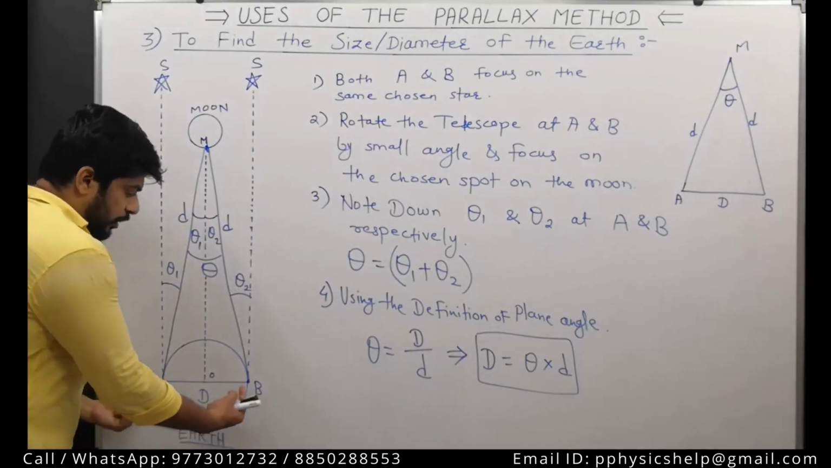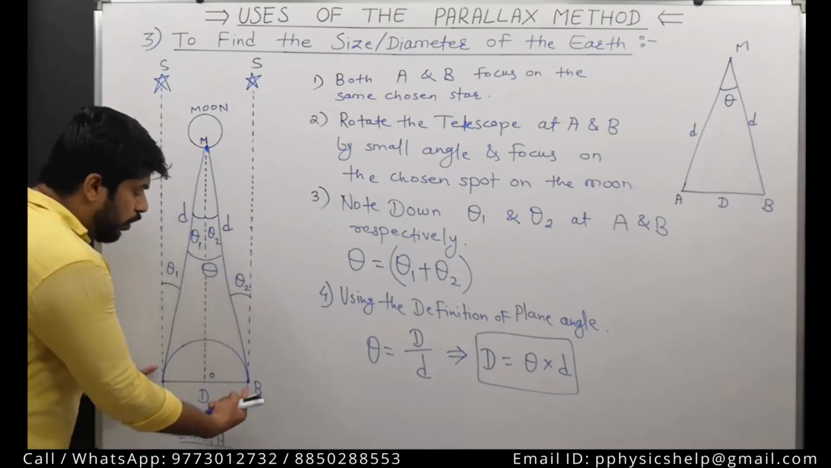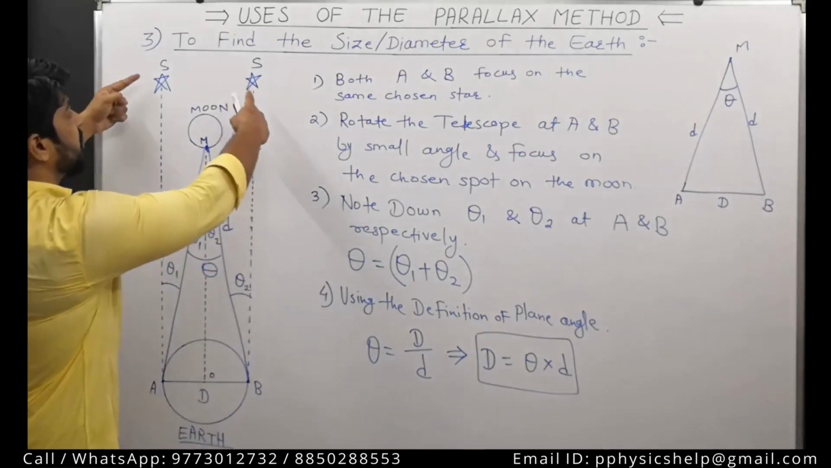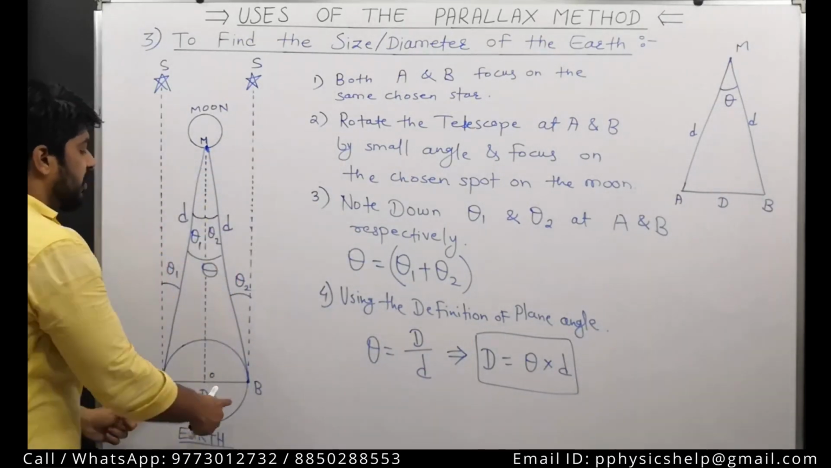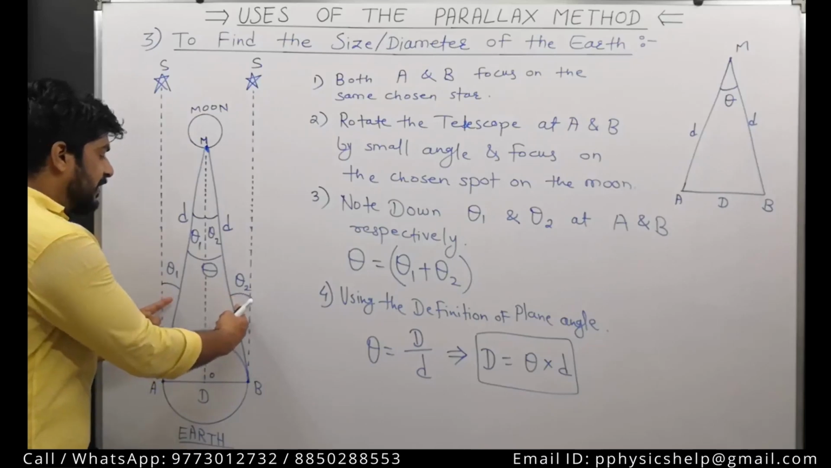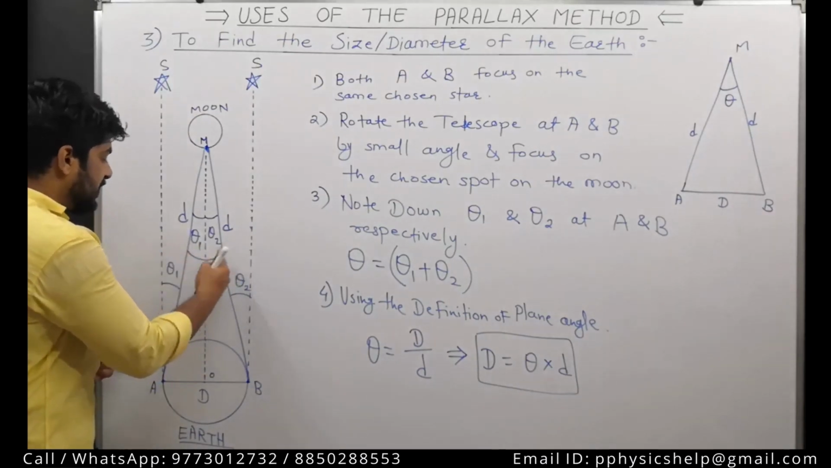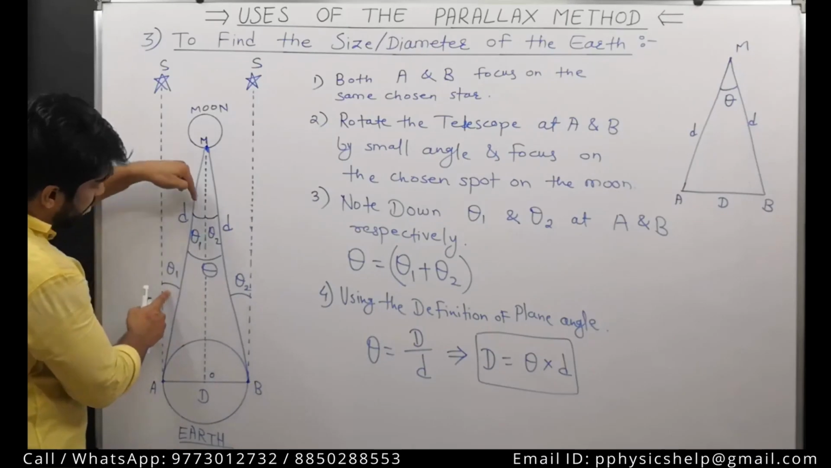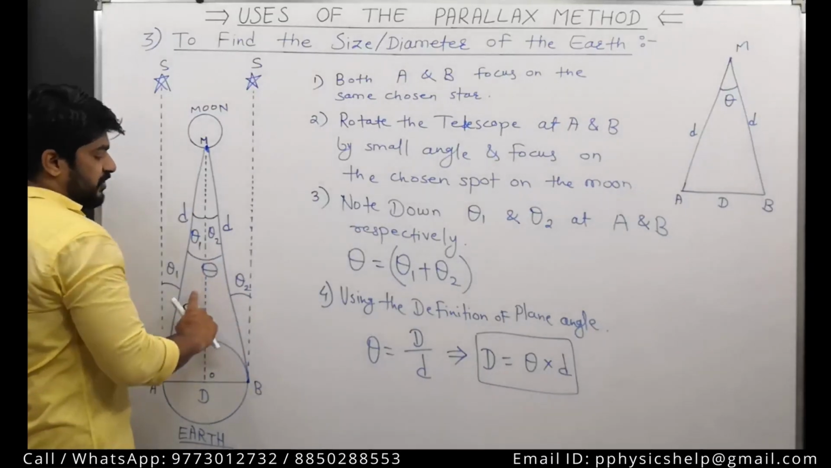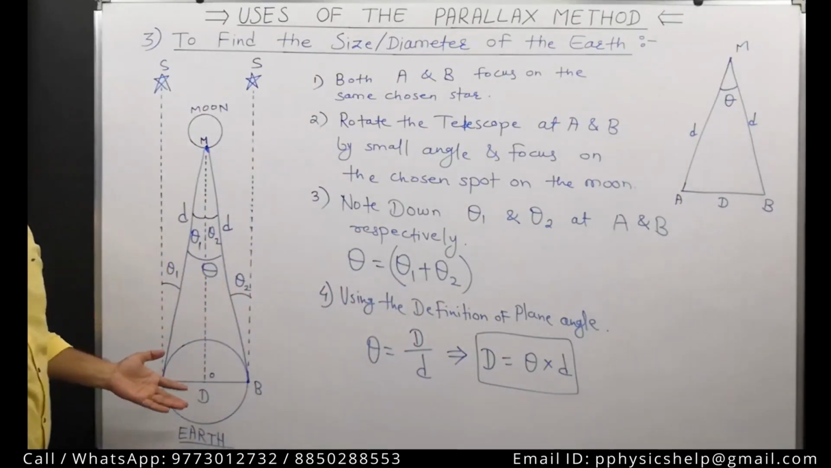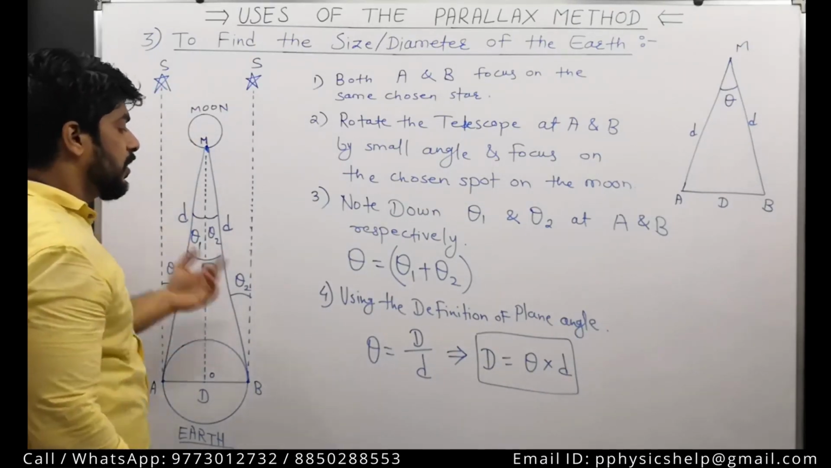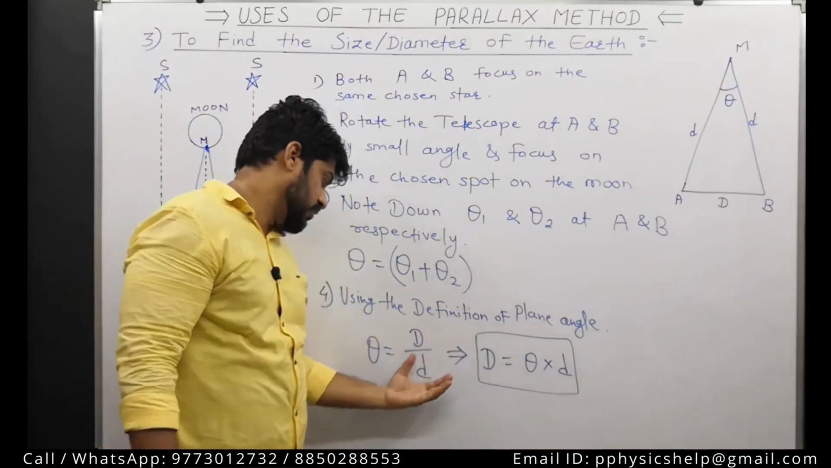Two diametrically opposite locations, two observatories built with powerful telescopes. First we observe the distant star, then we rotate a little bit and focus on the chosen spot on the moon. We note down these angles. From the property of these lines, this is theta 1, this is also theta 1, this is theta 2, so this is also theta 2, and the total angle is theta, which is equal to theta 1 plus theta 2. We must know this distance already, then we can find out d, the diameter of the earth, using these formulas.